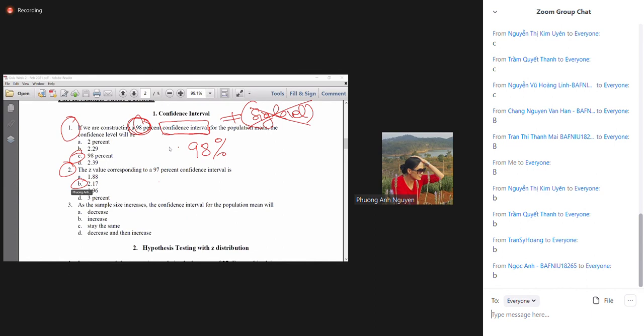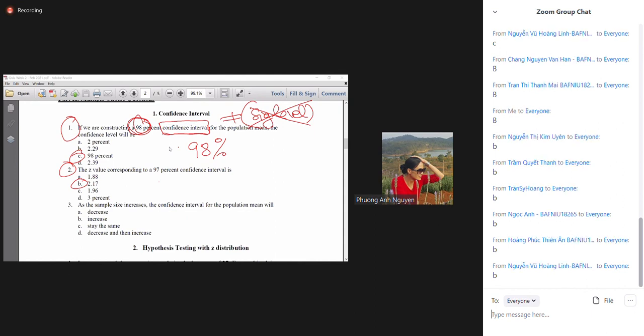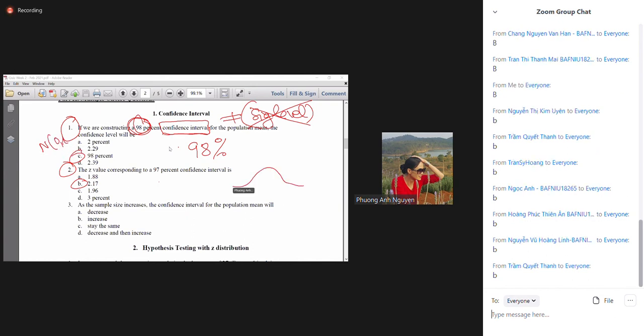Okay, and you may wonder why. So you already told me B. That again refers to the answer one. The way to get it: 97, so I try to capture 97% of the population. 97%, which is 0.97. So the remaining area is 3%.